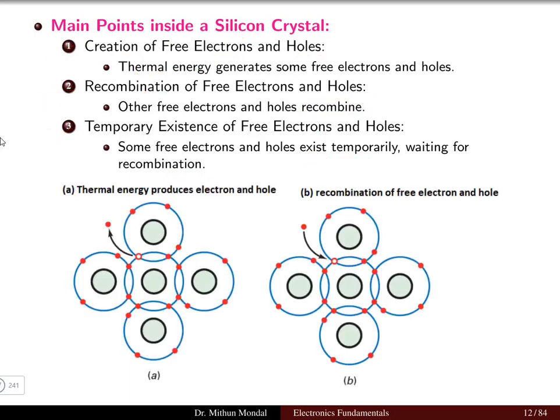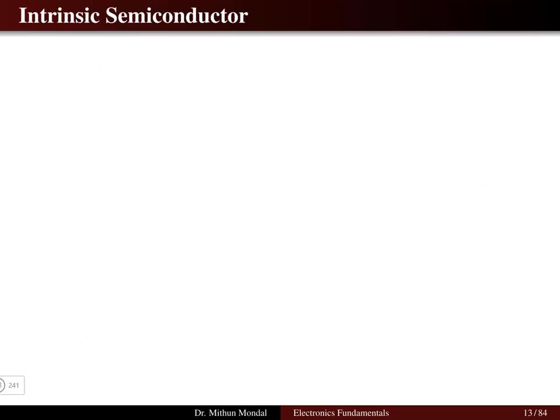So here in the figure we can see that a particular silicon atom is surrounded by 4 silicon atoms. And when the thermal energy is there, then the electron will move from its orbit to a higher energy, and hence there will be a formation of a hole. And when this recombination of electron and holes happens, then the charges disappear. So the lifetime of the electron is from its occurring to its recombination. Now we will discuss what is intrinsic semiconductor.